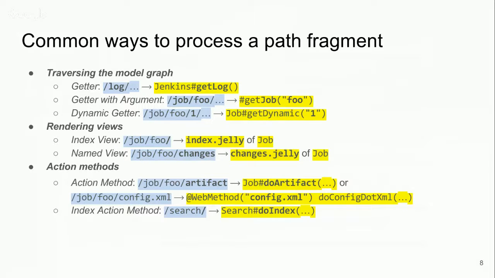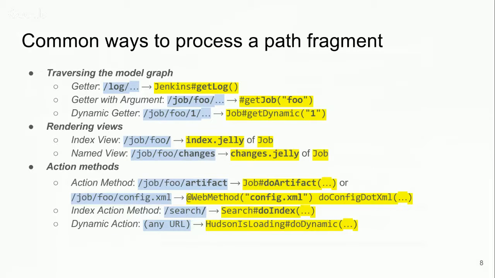There's the index action method. If the request ends similarly to the index view, you can programmatically define a method in your Java code that handles this request and writes the HTTP response directly, as is the case with the search results in Jenkins.